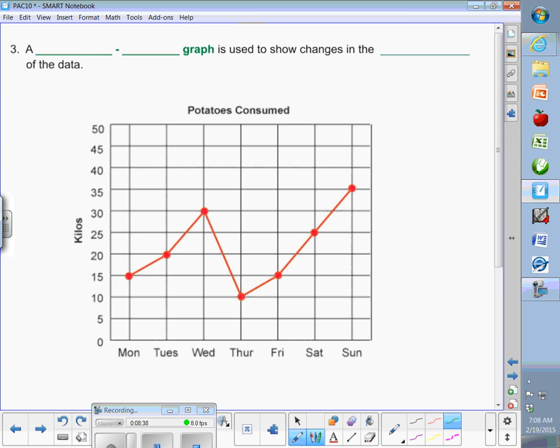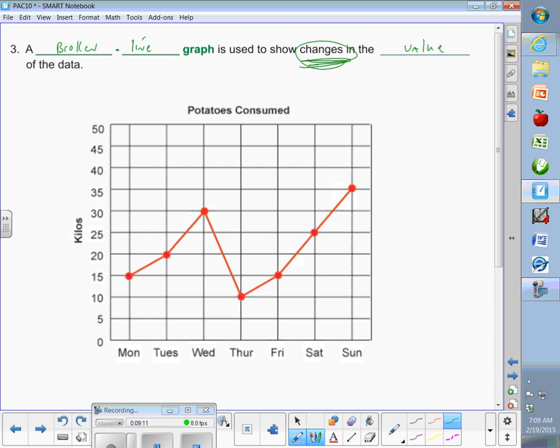This is a broken line graph. A broken line graph. And they're used to show changes in the value of the data. But the key there is changes. Stock market prices are usually on a broken line graph because you have ups and downs. And that's really when you would use a broken line graph, when data goes up and goes down. So that's what we've got here. And so let's take a look and analyze this broken line graph.